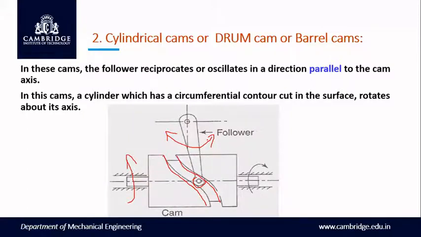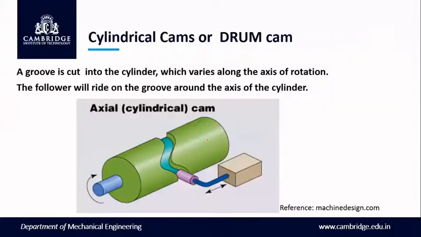So here the cylinder can be considered as a cam. Hence, it's also called a cylinder cam, and it looks like a drum. So it looks like a barrel. So it's also called a drum cam and barrel cam.